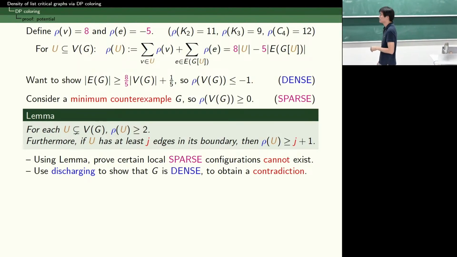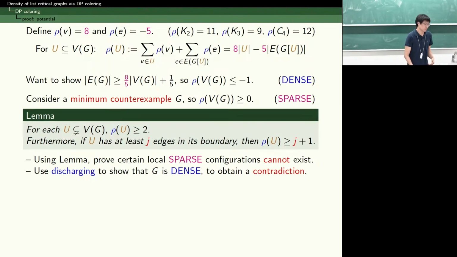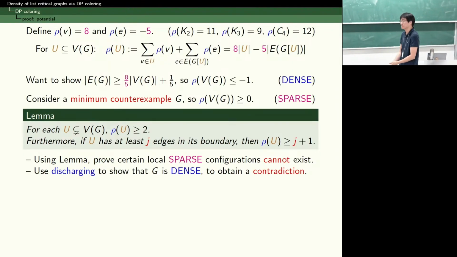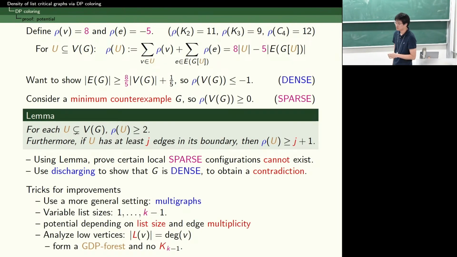But if you want to extend this for more colors, you have to introduce more tricks. And these are the tricks we used. First, we actually prove the statement for multigraphs, right? Because we want to do vertex contractions or edge contractions. When we contract a pair, that might create multiple edges, so we had to modify the proof for it to work for multigraphs.